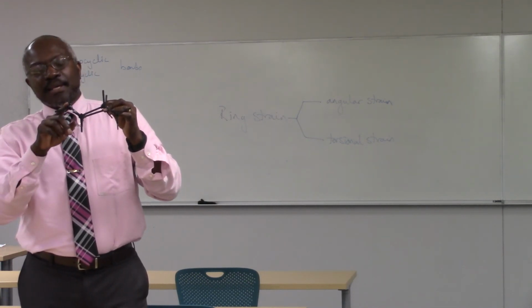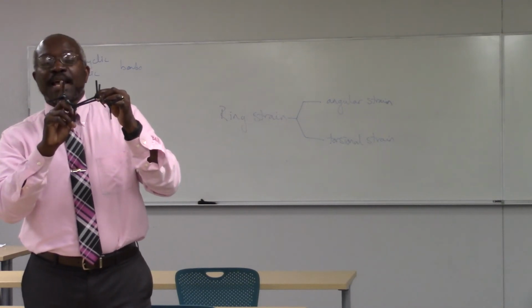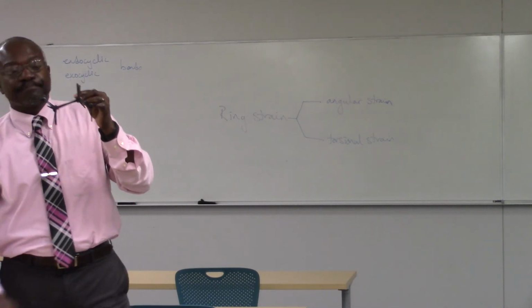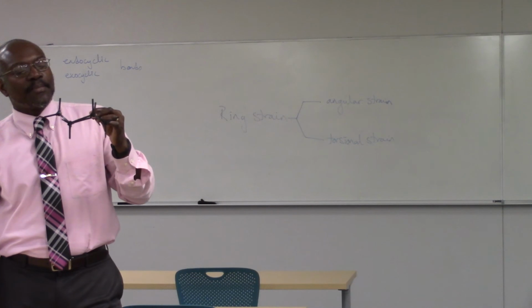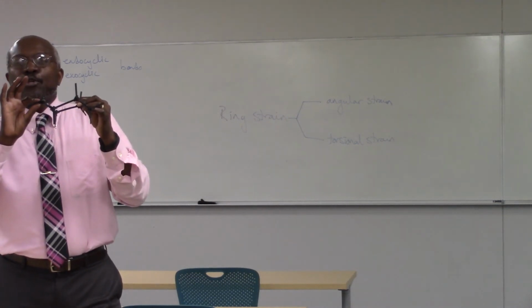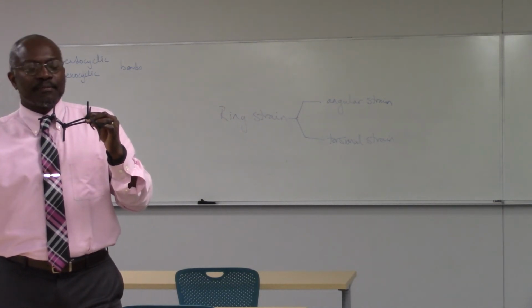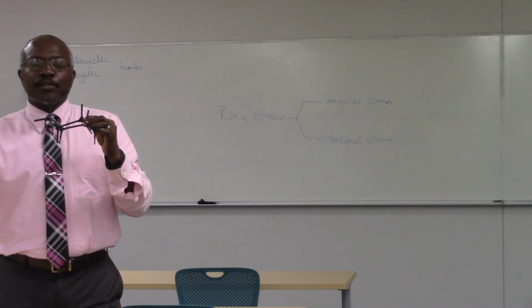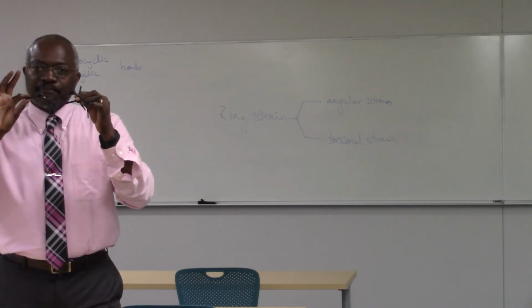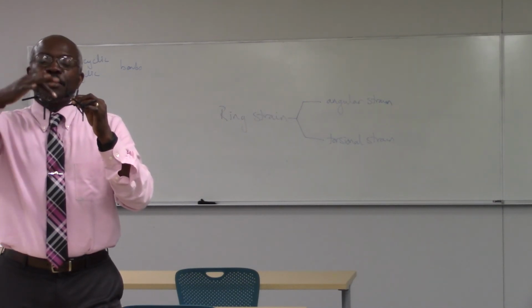And then the equatorial bonds also point in the opposite direction. So the axial points up, equatorial points down, but down at an angle, not straight down. Okay, there's something else. The equatorial bond is parallel to the endocyclic bond 2 positions away. The equatorial bond is parallel to the endocyclic bond 2 positions away.